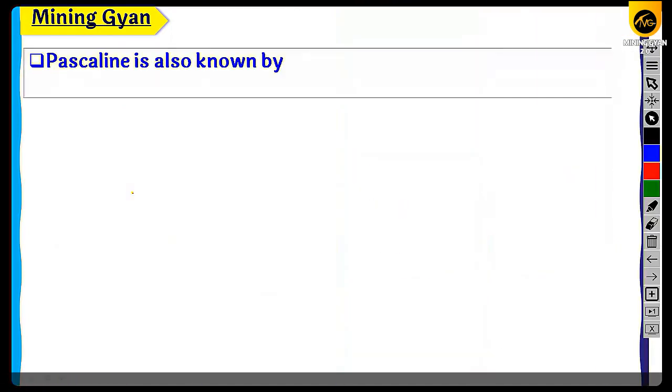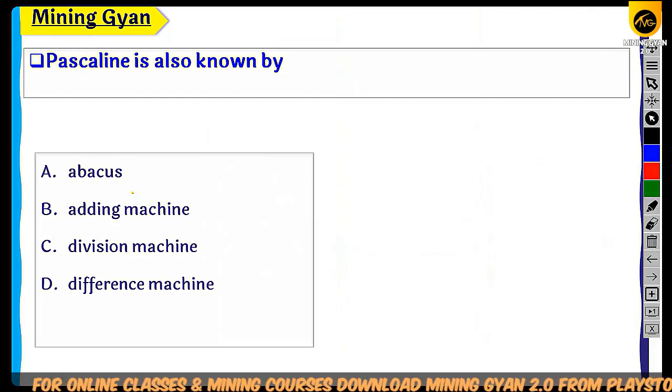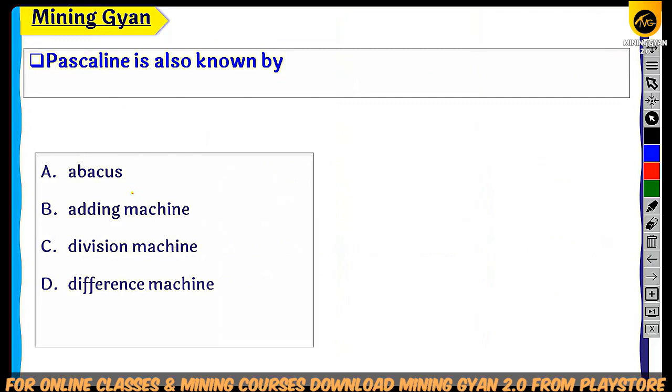Now the next question is, Pascaline is also known by: the first is abacus, adding machine, division machine, or difference machine. Okay, so basically Pascaline was invented by Blaise Pascal, and the name is based on the second name, Pascal. So that's why it's called Pascaline. It's also known as the adding machine. So basically it's called a mechanical adding machine. So option B is the correct answer.